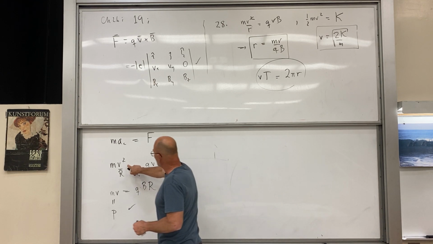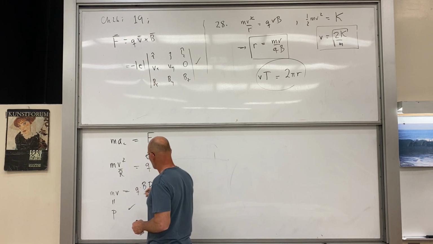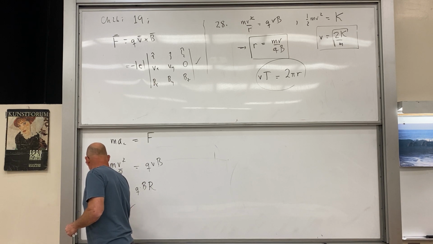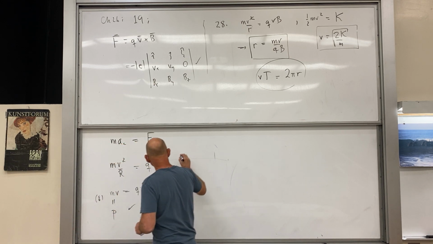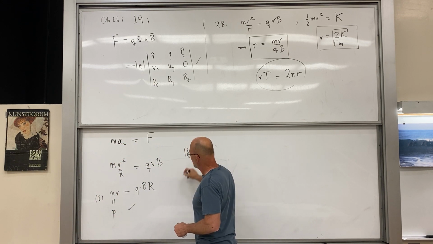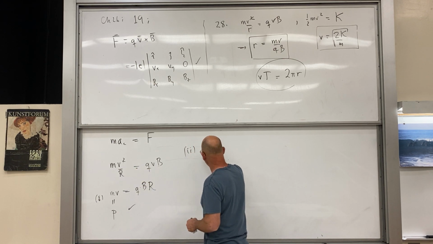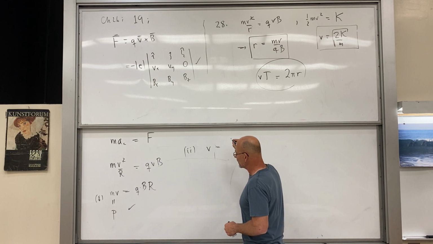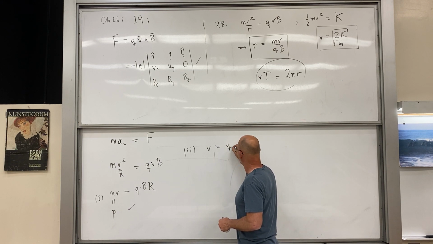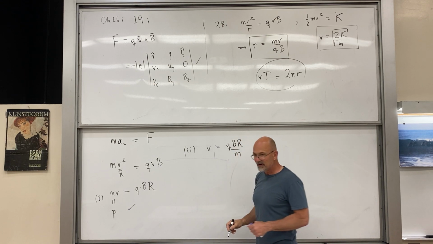The other thing we can do, so I'll just call this 1, the other thing we can do here is solve for V again. So V is going to be equal to qBR divided by m.